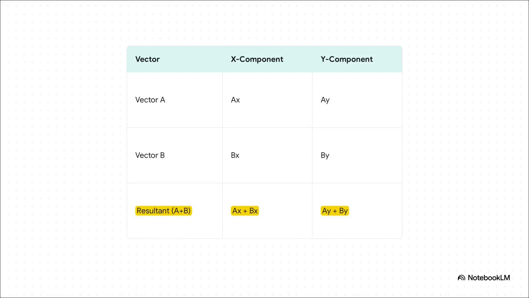To find the final combined result, you literally just add up all the x parts and then you add up all the y parts. That's it. It turns what looks like a complicated geometry problem into just simple addition. It's so clean, it's precise, and it's super powerful.